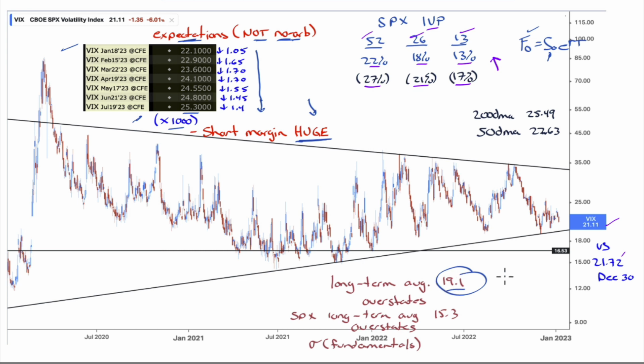Long-term average on the VIX is 19.1. Here's something interesting. SPX, the long-term volatility here is 15.3. So the VIX, the implied volatility, tends to overstate the actual volatility of the SPX, and the actual volatility of the SPX always overstates the volatility of the fundamentals. So if you understand that hierarchy, when you see implied volatility spike, like here, it tends to overstate what actual volatility will do, and actual volatility overstates what the fundamentals will actually do.